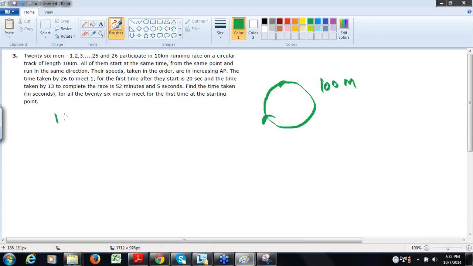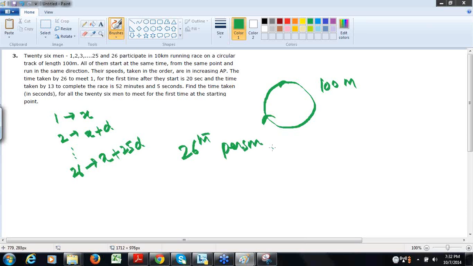So first speed is say X, so second is X plus D. Similarly, 26th is X plus 25D. Say we have assumed. Now, the time taken by the 26th person to meet the first person, how much time has it taken? 20 seconds.